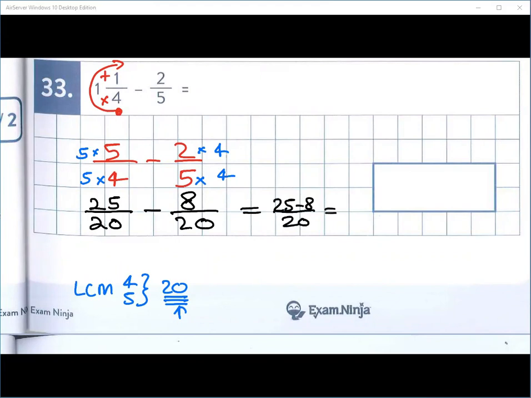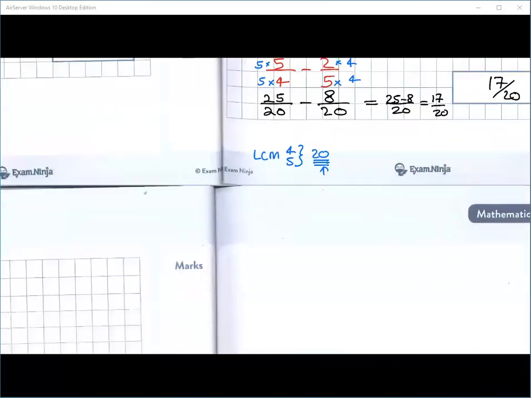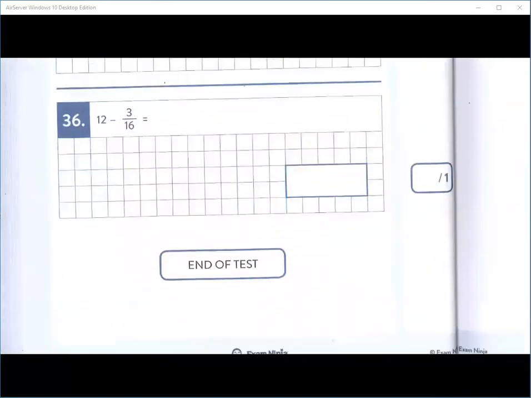So what's 25 take away 8? 17. Okay, that gives you 17 over 20. Okay, is that the final answer? Yeah. Absolutely fantastic, fabulous. I think we're finishing now.